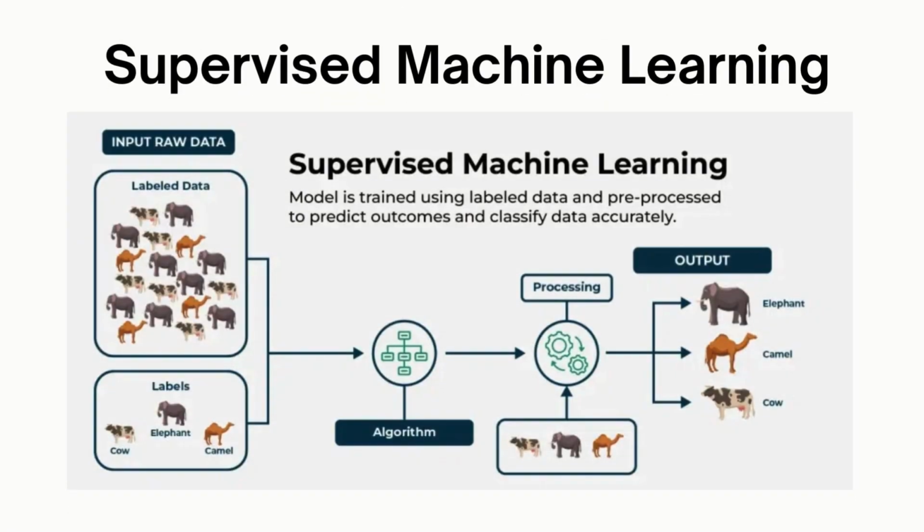Supervised machine learning. As you can see in the image below, this image explains supervised machine learning using animals as an example. We start with labeled data, images of animals like cows, camels, and elephants, each tagged with their correct name. This data is fed into a machine learning algorithm which learns patterns and features from these labeled examples. During processing, the model understands how an animal looks based on its features. Once trained, it can take a new image and predict which animal it is by matching patterns. The final output is the correct label like elephant or camel. Supervised learning helps machines learn from examples and make accurate predictions.